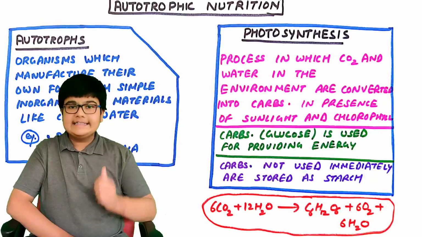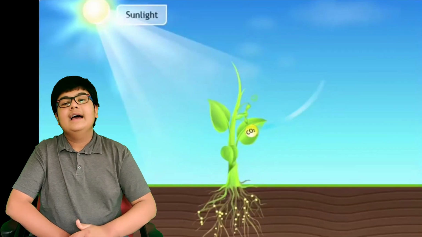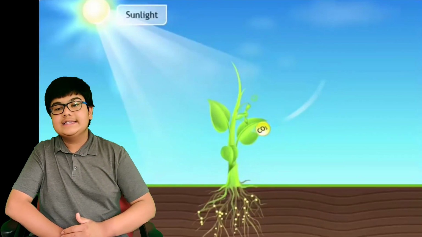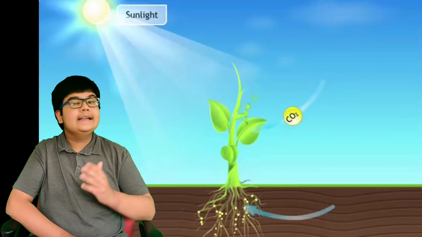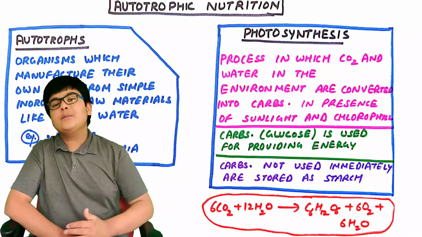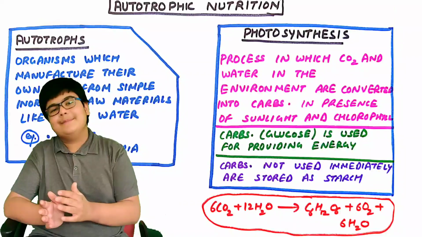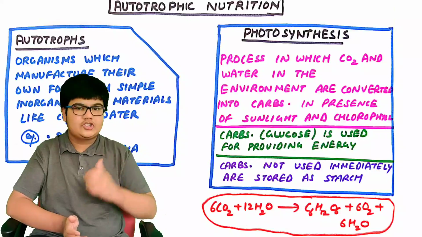Photosynthesis. It is the process in which carbon dioxide and water in the environment are converted into carbohydrates in the presence of sunlight and chlorophyll. The carbohydrate, that is glucose, is used for providing energy to the plant, and the carbohydrates which are not used immediately are stored in the form of starch.